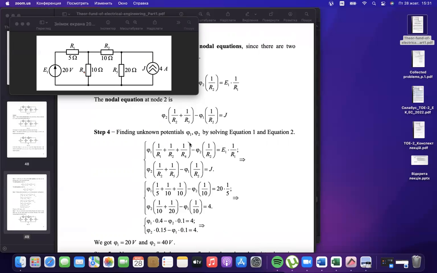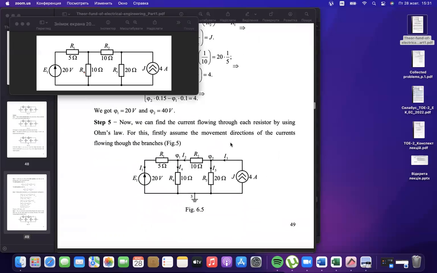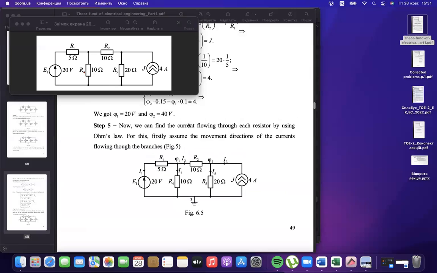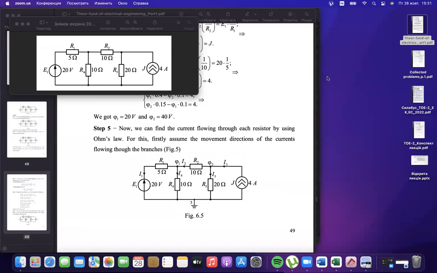Is everything okay? Is everything clear? Yeah, clear. Okay, perfect. Then after we find the potentials, we can find currents easily using Ohm's law, because the situation is like that. We have phi1 20 volts, phi2 40 volts, phi3 0 volts.